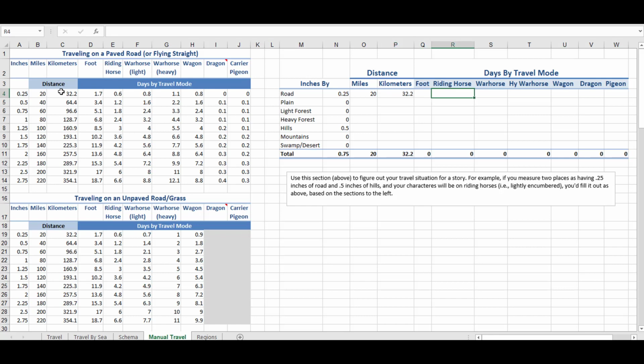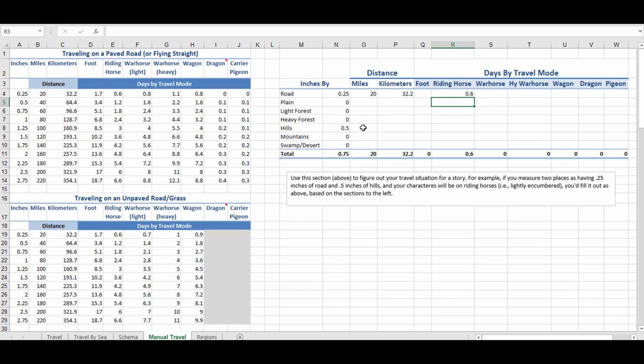And then let's say we have decided they will be riding horses, and these are not war horses, they're just kind of regular riding horses. And we can see that this will take 0.6 of a day. So there you go. So now we have that value in there.